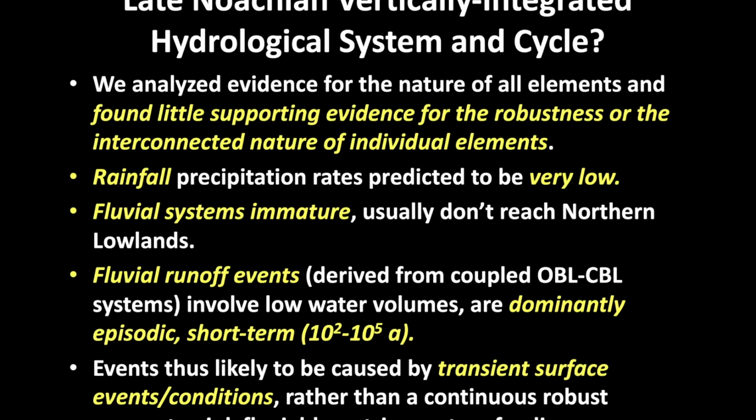And they found that this was very low water volumes and they're dominantly episodic events, short term, 10^2 to 10^5 years. That's nothing over the course of the several hundred million years we're talking about here. So we think that these events are likely to be caused by transient surface events and conditions rather than a continuous, robust source to sink cycle.